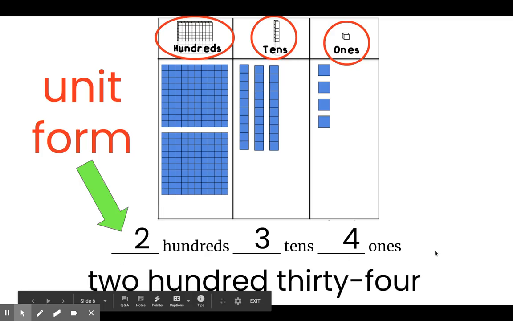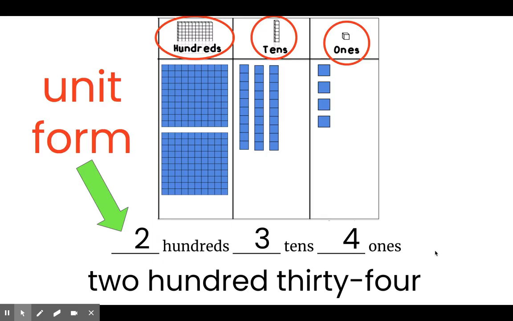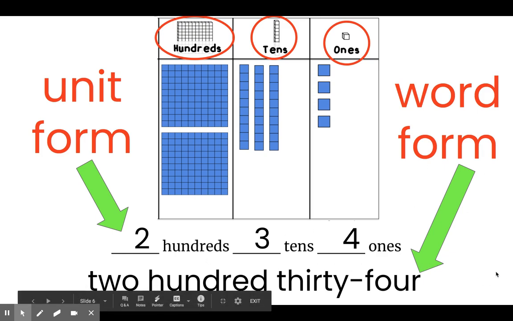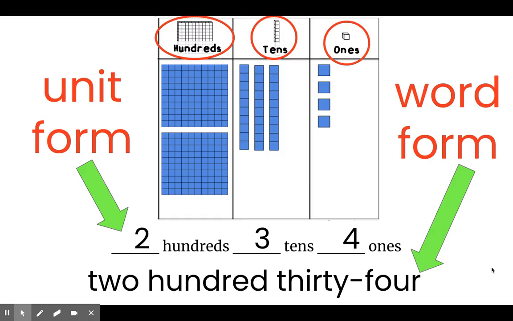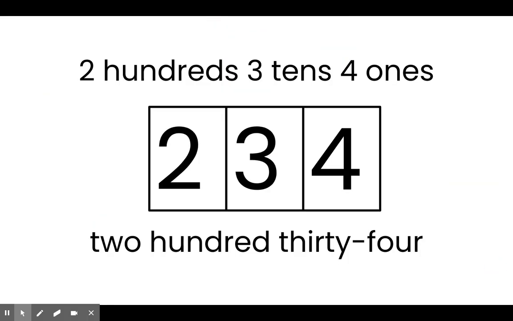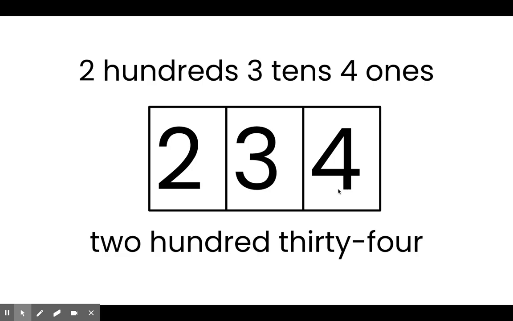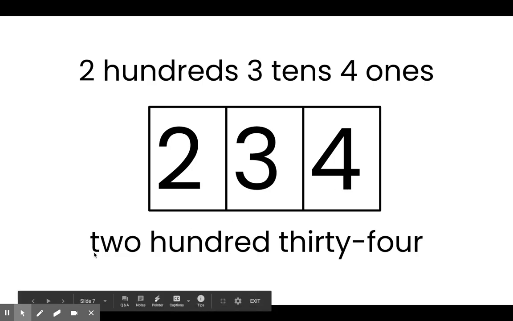I can also write 234 like this. When we write it this way, this is called word form. I'm writing all of these numbers out in their word form. These are just different ways we can write the same number. 2 hundreds, 3 tens, 4 ones is the same as 234. And it's also the same as when we write it out in word form. Each of these expressions is representing the same number, 234.